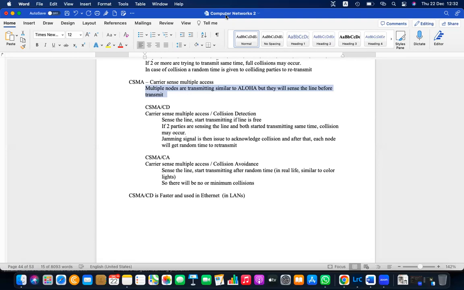Okay, sir. Understood. Both are sensing the line at the same time, both will detect that the line is free, so both will start communicating because the line is free. Then collisions can occur. But in CSMA/CA, both parties will sense the line, both will detect the line is free, but both parties will not start communication immediately, they will wait a random time.